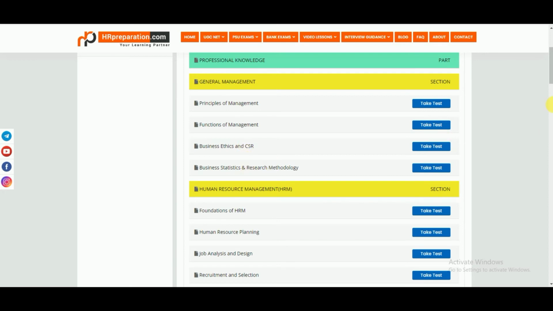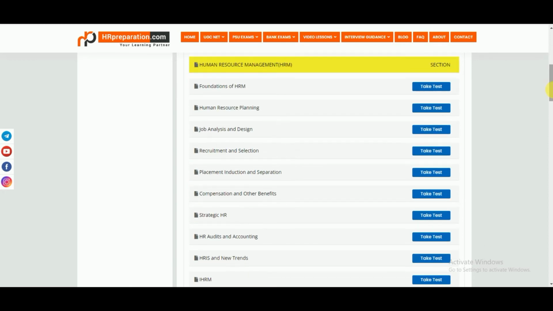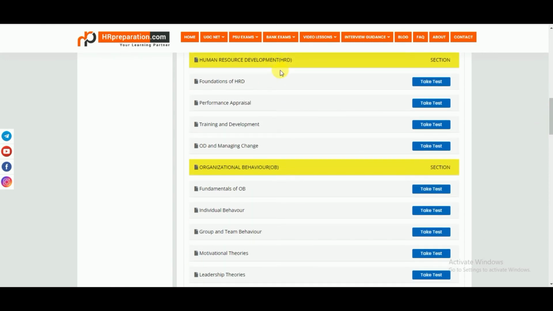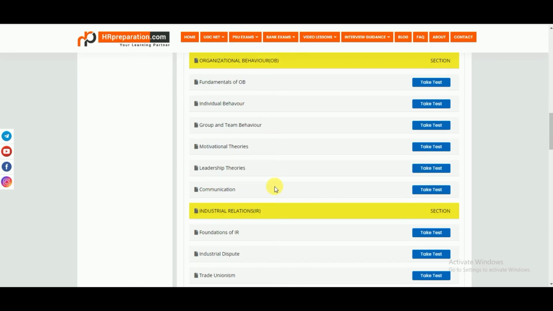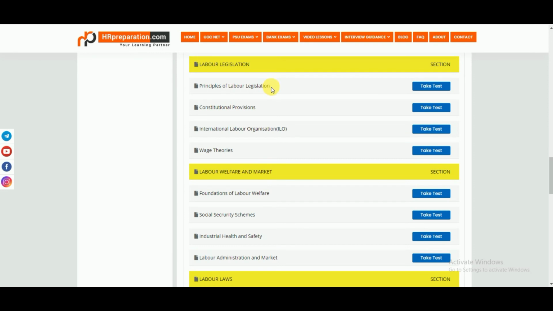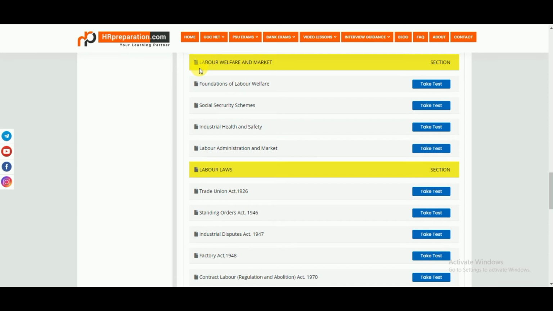Here is topic management and subtopics too. Here HRM with subtopics. Here HRD with subtopics. Here OB with subtopics. Here IR with subtopics. Here labor legislations with subtopics. Here labor welfare and market with subtopics.